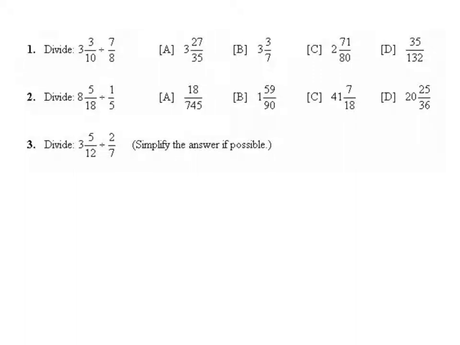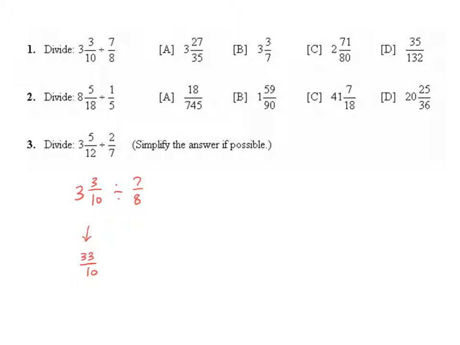In this video, I'm going to show some examples of how to divide mixed numbers by fractions. Question 1, we have 3 3/10 divided by 7/8. My first step is to change everything to either a proper fraction or an improper fraction, but I don't want any whole numbers or mixed numbers. So 3 3/10 is 3 groups of 10, that's 30 tenths, plus 3 more tenths, that's 33 tenths.